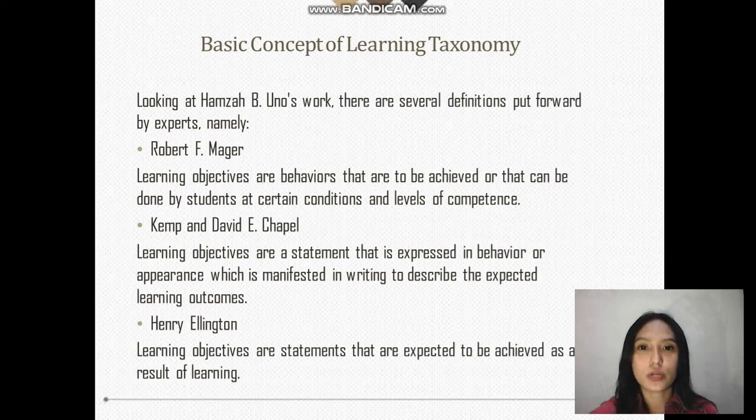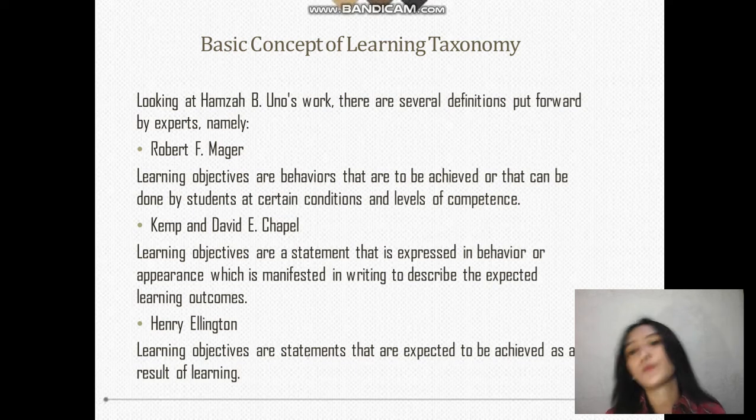Basic concept of learning taxonomy. Looking at Hamzah B. Uno's work, there are several definitions put forward by experts. First, Robert F. Mager: learning objectives are behaviors that are to be achieved or that can be done by students at certain conditions and levels of competence.